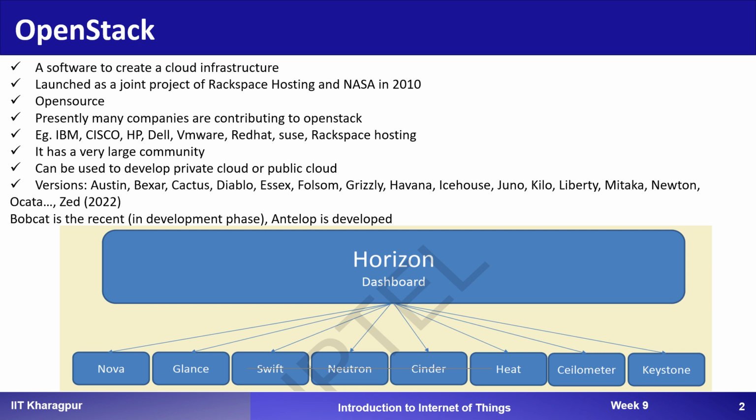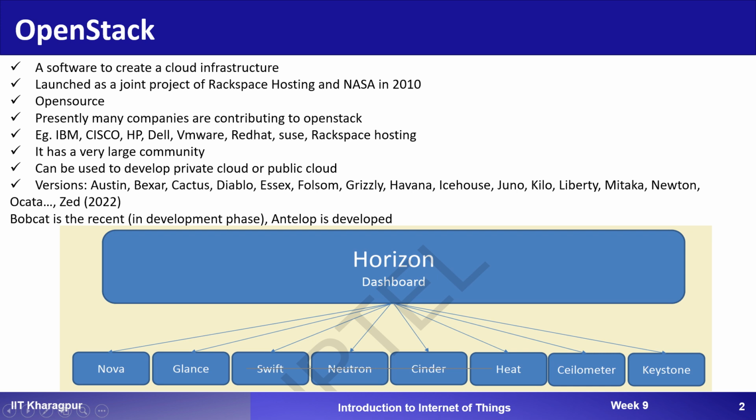Last week we discussed infrastructure as a service, in which the cloud service provider provides infrastructure to the end user. Infrastructure can be your hardware, operating system, all those things.